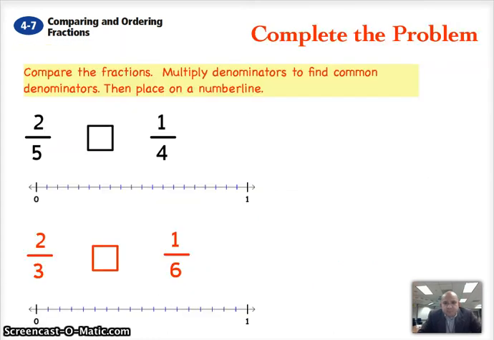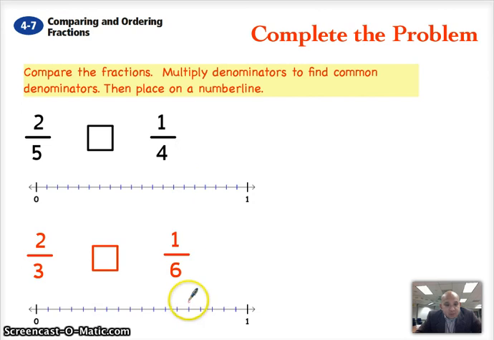Now it's your turn to complete the problem. You're tasked with comparing the fractions. It says compare the fractions, multiply denominators to find common denominators, then place them on the number line. So you're going to have to draw this number line and then place 2/5, 1/4, 2/3 and 1/6 on this number line.